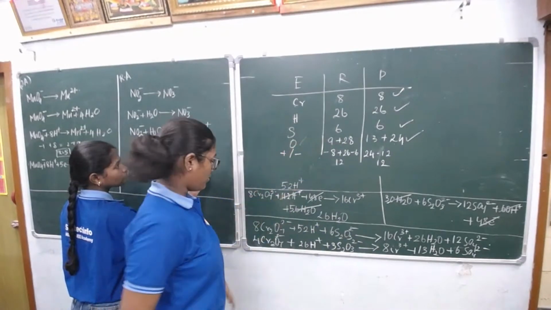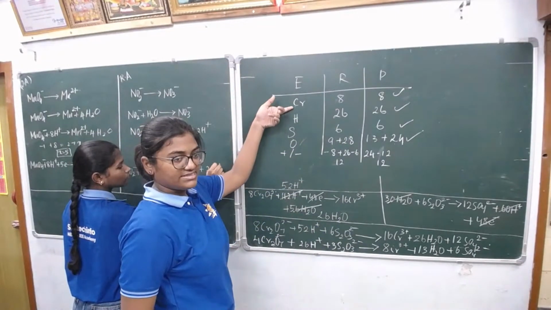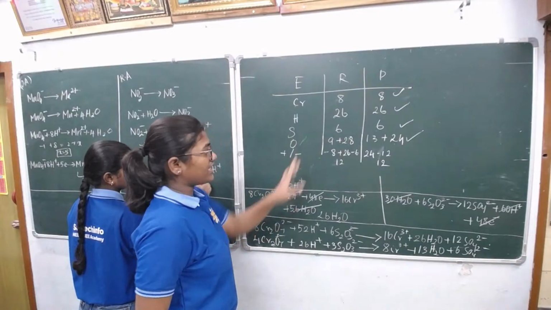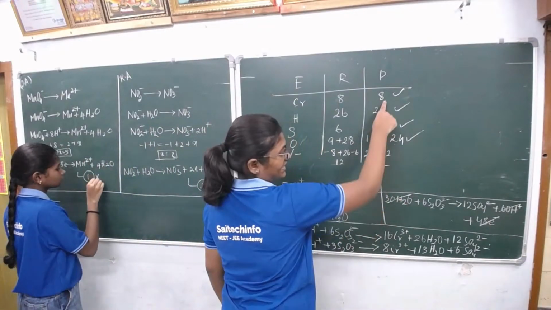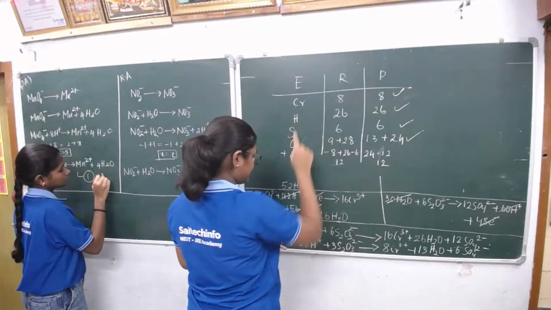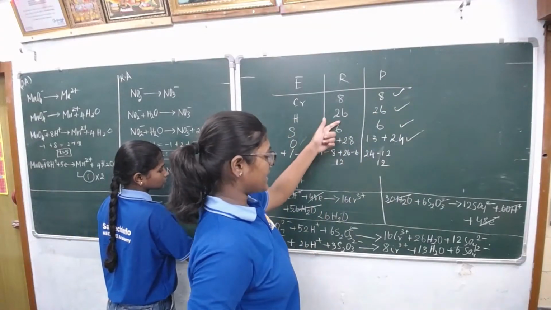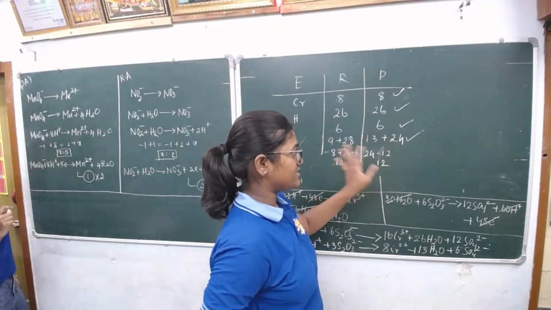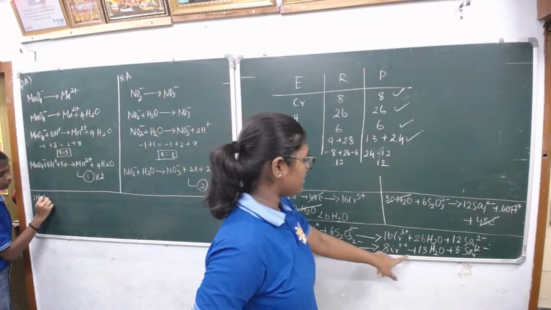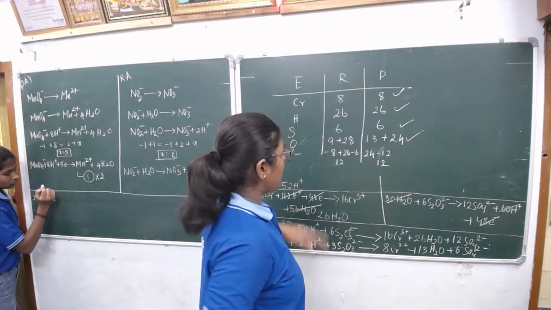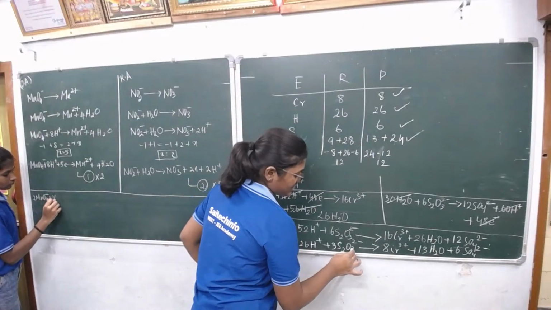Explain. Okay. So Cr, sir, first element. For that, 4 2s are 8 in the reactant side, and Cr in the product side, it is 8. So it is balanced. Next, H plus. Here it is 26 and here 13 2s are 26. It is balanced. And here 3 2s are 6 and here it is 6. It is balanced. And oxygen, here we have 3 oxygens.